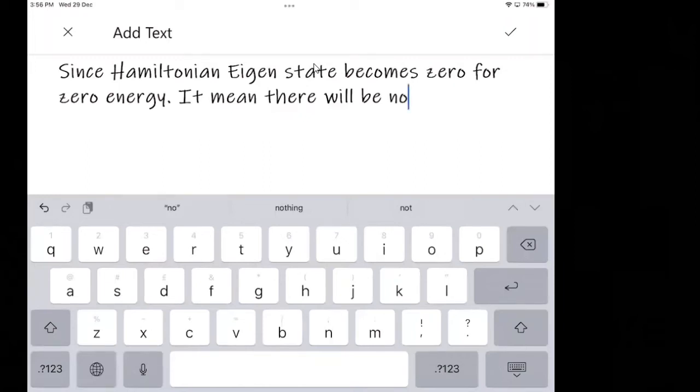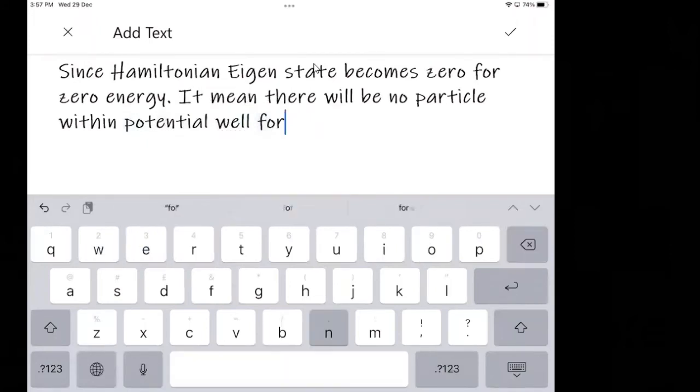Since the Hamiltonian eigenstate becomes 0 for 0 energy, it means there will be no particle within the potential well for 0 energy.